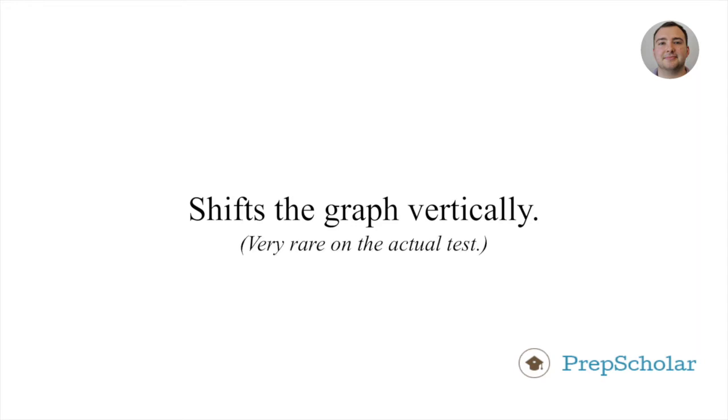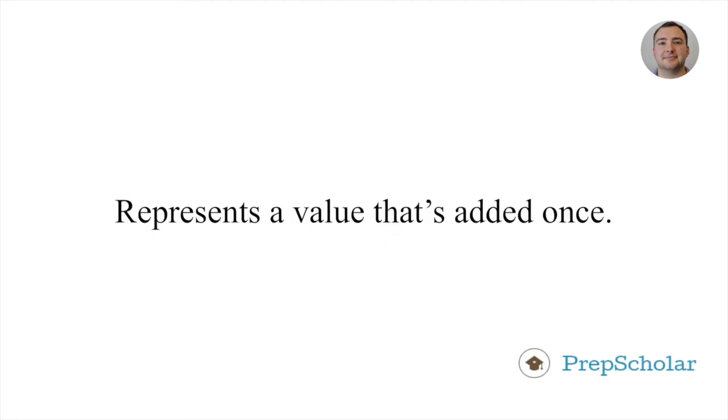This is very rare on the actual test. You probably won't encounter it at all. Vertical shift represents a value that's only added once. It's not affected by the exponential increase. So if you see anything in an exponential problem that talks about a one-time fee, that might represent vertical shift.